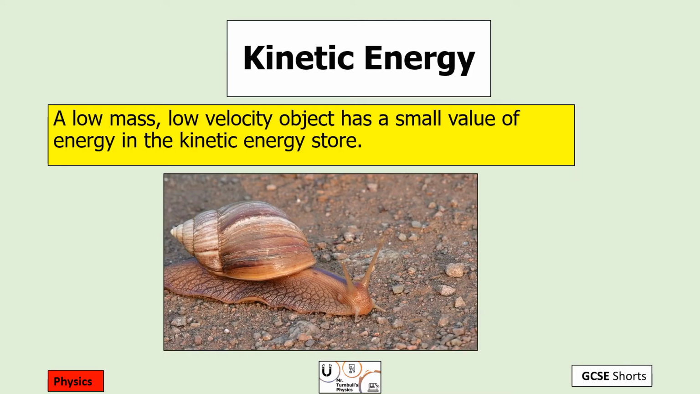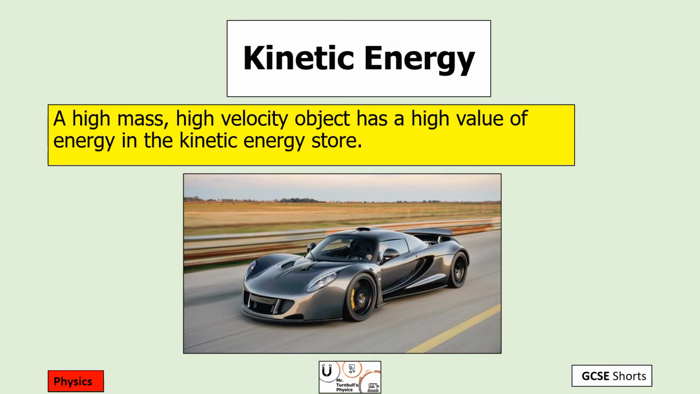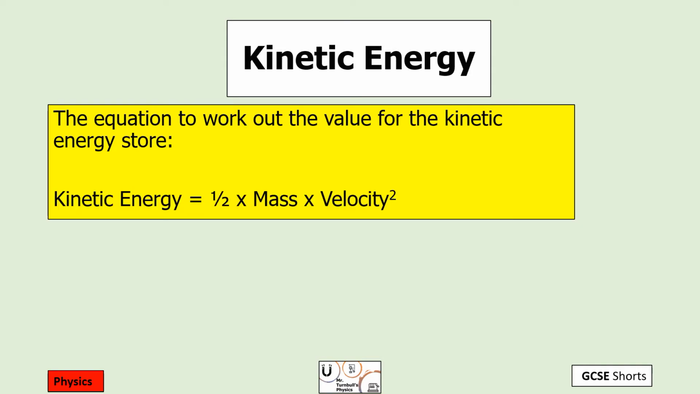So what this means is that a low mass, low velocity object has a small value of energy in its kinetic energy store, whilst a high mass, high velocity object has a high value of energy in its kinetic energy store. Now the equation to work out the value for the kinetic energy store of an object is as follows. Kinetic energy is equal to a half times by mass times by velocity squared.